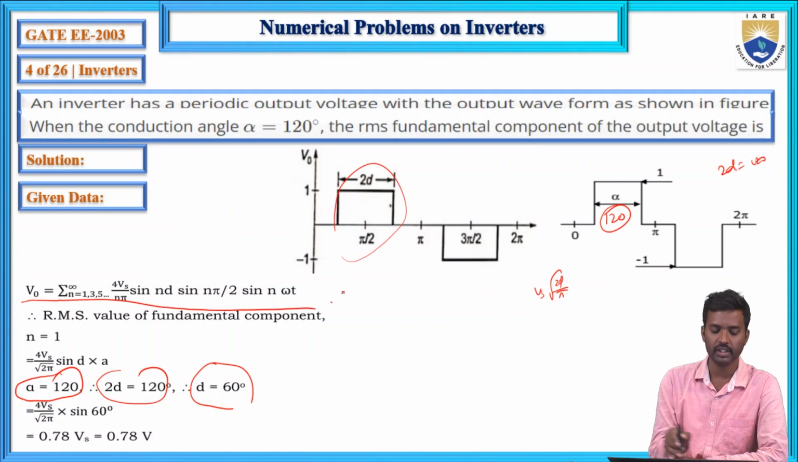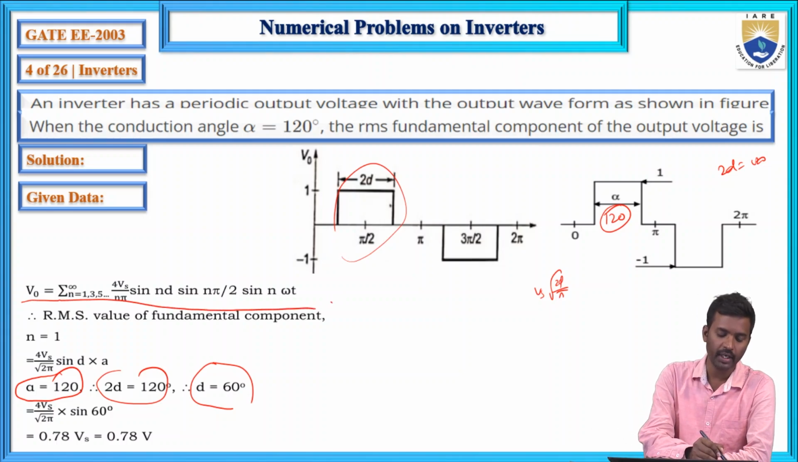This is the Fourier series of output voltage. So sigma n equals 1, 3, 5 to infinity, 4 Vs by n pi sin nD sin n pi by 2. So now here substitute n equals 1. So that is the fundamental, and by root 2, whatever the output voltage is, divided by root 2 is the RMS value. RMS value of the fundamental component means substitute n equals 1, and sin pi by 2 is 1, and now here 4 Vs by root 2, that is the RMS value, sin D.